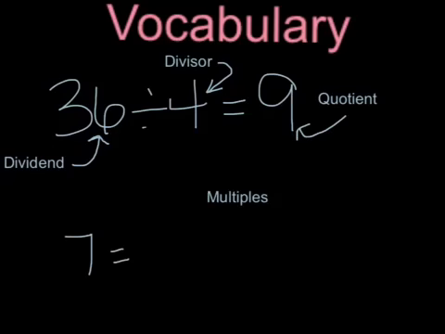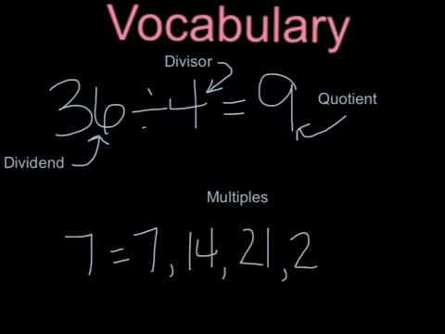Our final word today is multiples. This is a product of any number and any counting number. So for example, the first 5 multiples of 7 are 7, that's just 7 times 1, 14, or 7 times 2, 21, or 7 times 3, 28, or 7 times 4, and 35, or 7 times 5.